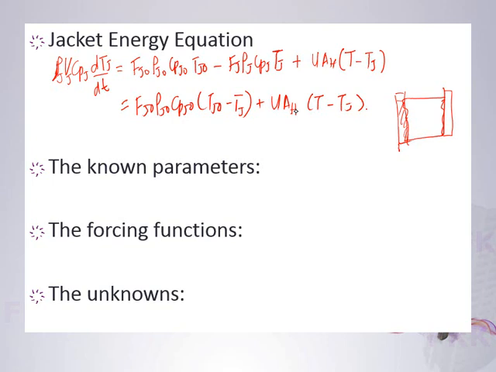So what are your known parameters? Density you know, rho j naught you know, Cpj you know. And the Tj naught you know definitely because it's water.